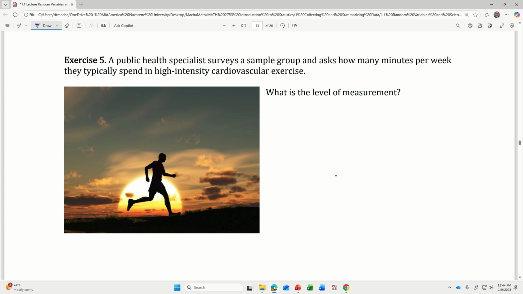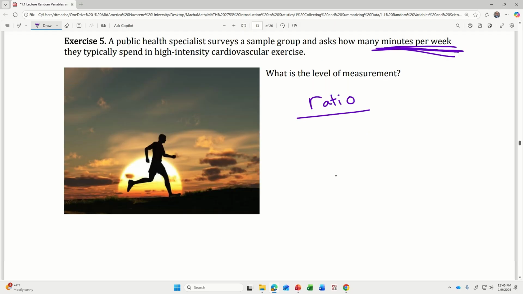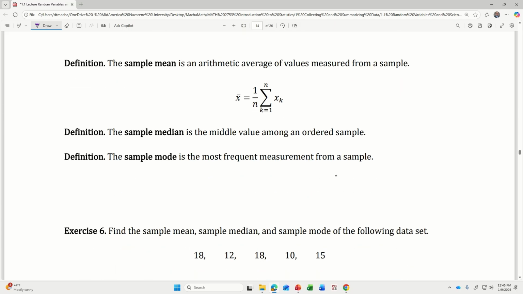Lastly, if you were to ask people how many minutes per week they spend exercising, what's the level of measurement? Ratio. Because 0 minutes per week of exercise really does mean they are not exercising. 0 means 0. And if you exercise 10 minutes per week and you exercise 20 minutes per week, everyone would agree you exercised twice as much as you did. So ratios make sense at a ratio level of measurement. So nominal, ordinal, interval, ratio.